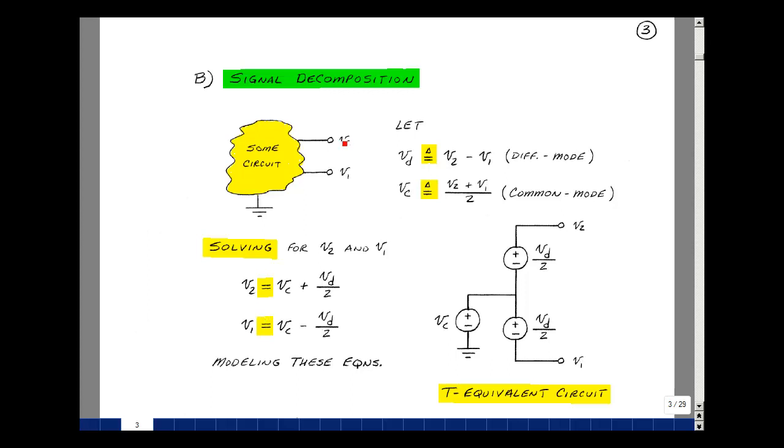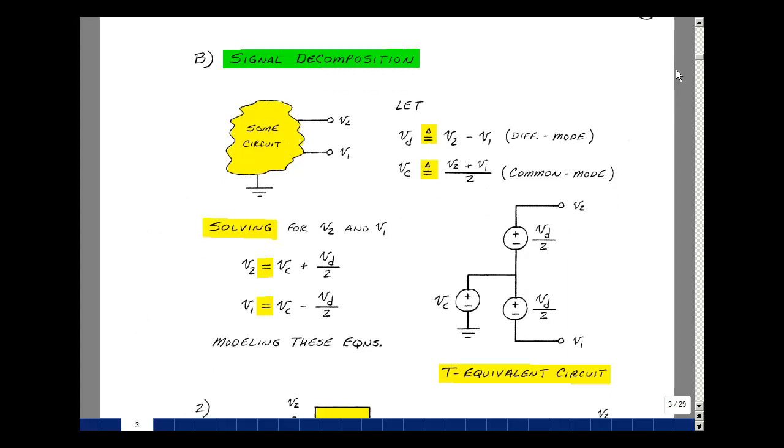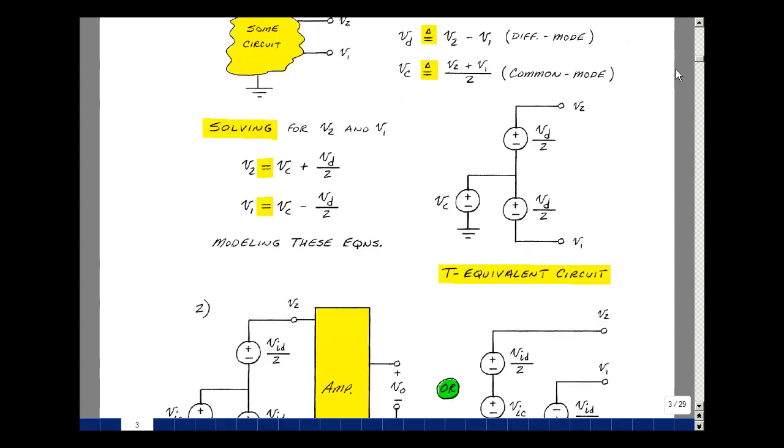I could characterize these two nodes in a circuit with an equation relating to the common and differential mode signals. I can make up an equivalent circuit for this in the following way. V2 is equal to V sub d over 2 plus V sub c, two voltage sources in series. And then for this equation, if you go from V1, I get minus V sub d over 2 plus V sub c. I can make up a circuit that can give me those particular voltages. This is just one model. It's called a T-equivalent circuit. It looks like the letter T on its side.